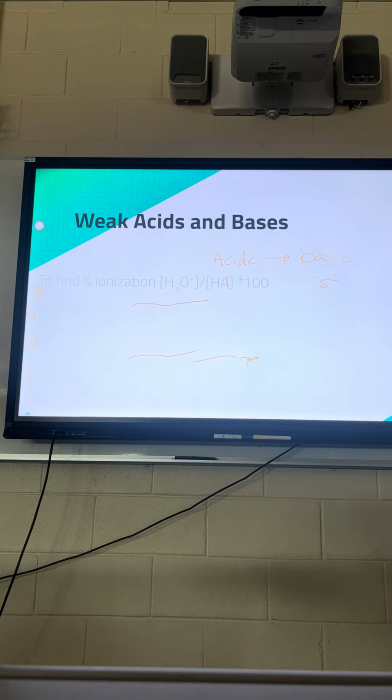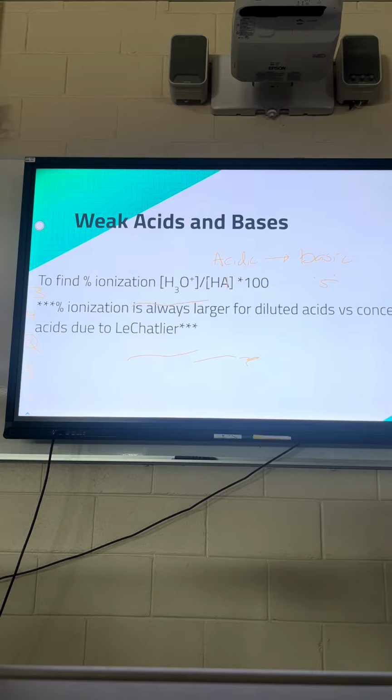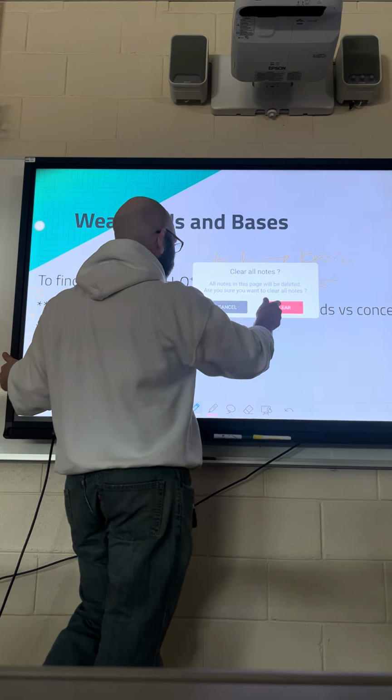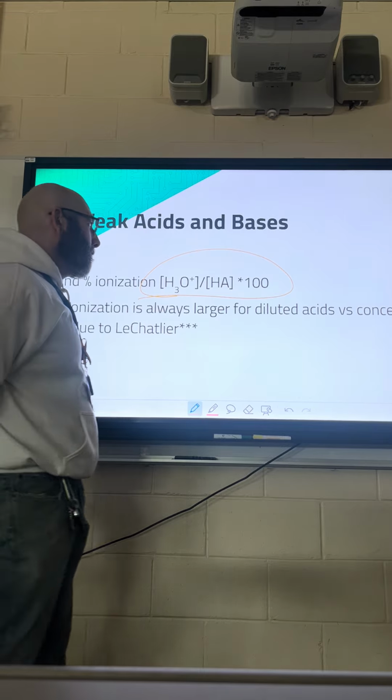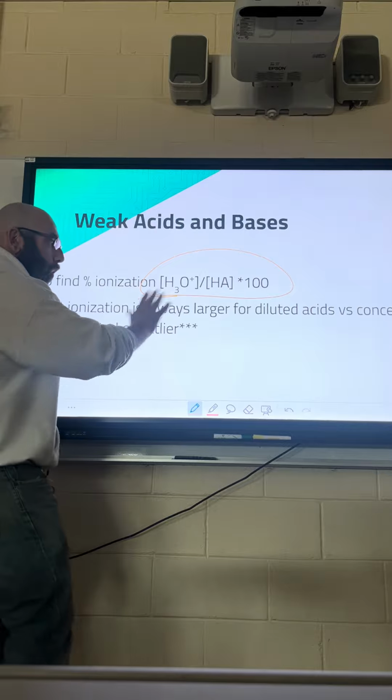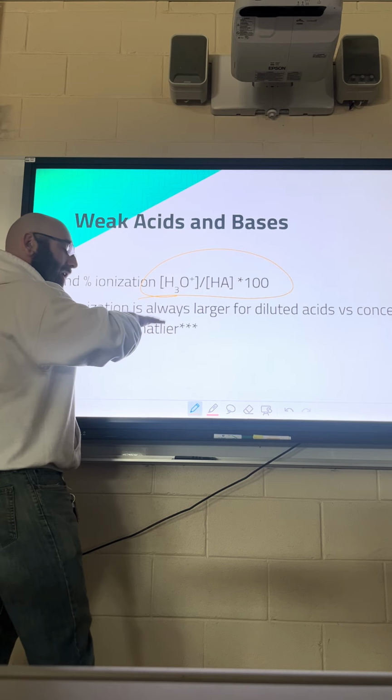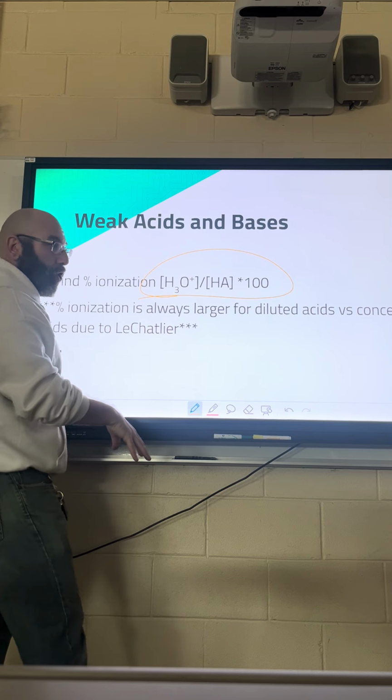All right. Let's calculate. Oh, we gotta do this. Percent ionization. You very rarely are gonna get asked this. But to find how much you ionized, it's the amount of H+ or OH- ion over the initial concentration times 100 to turn into a percent. That's all. We don't need to do this, but we crushed this last unit.